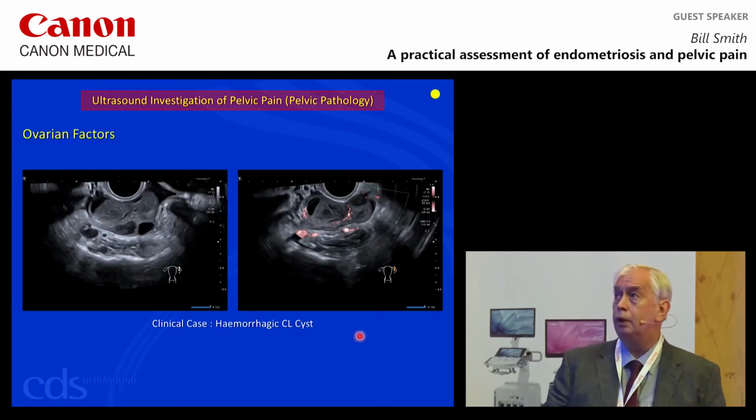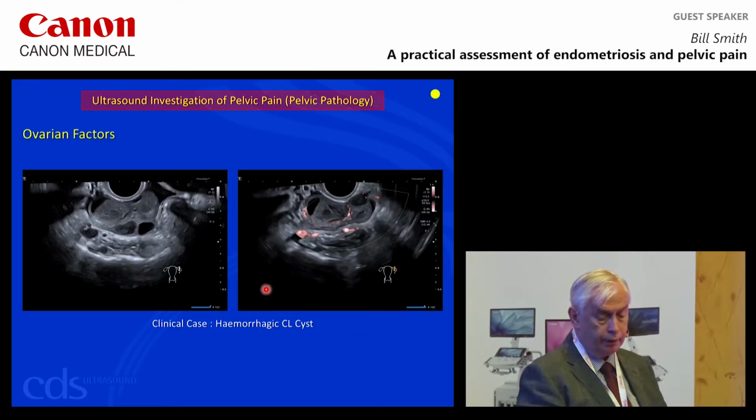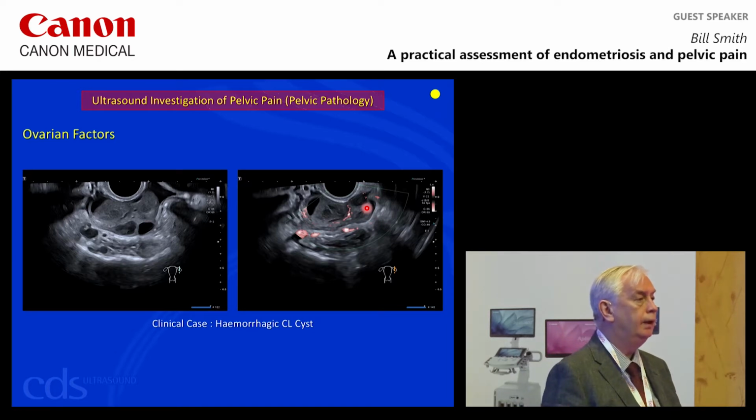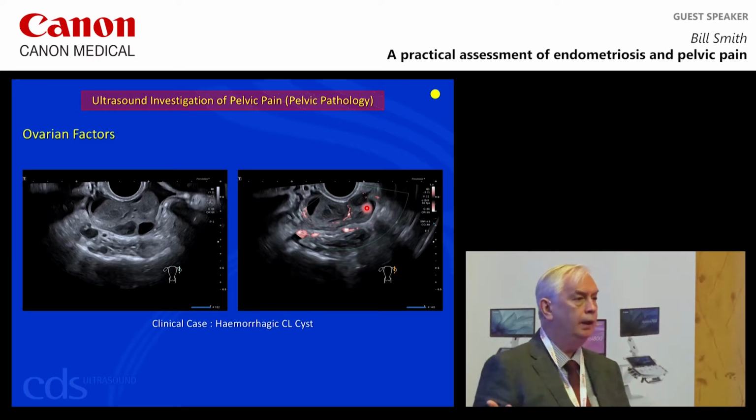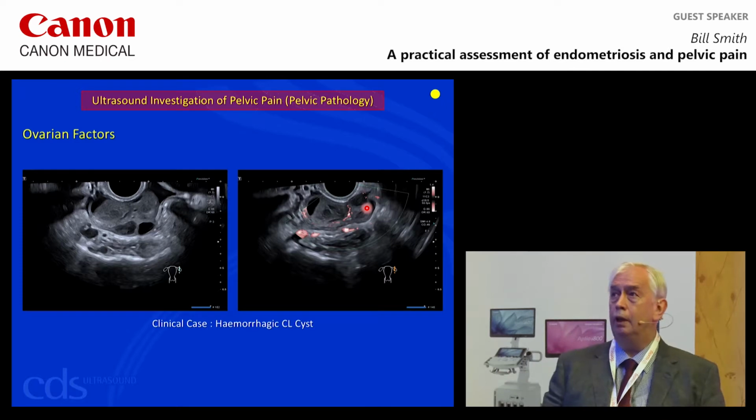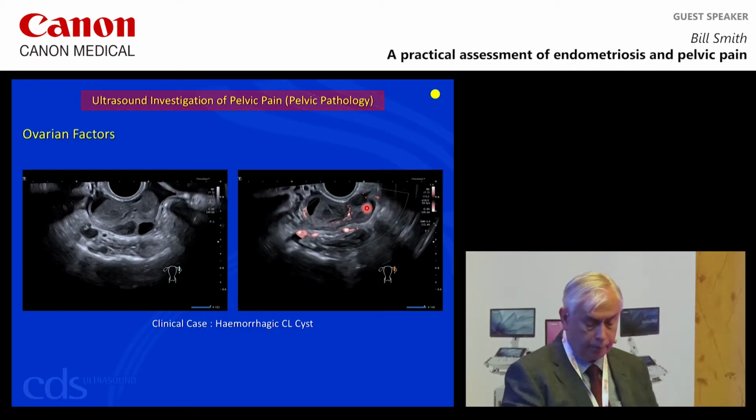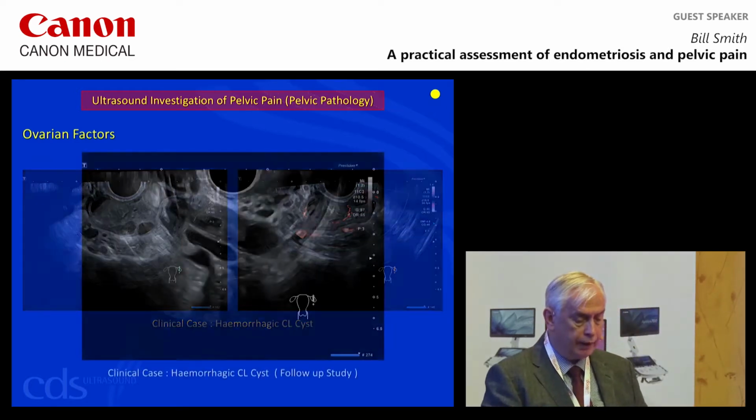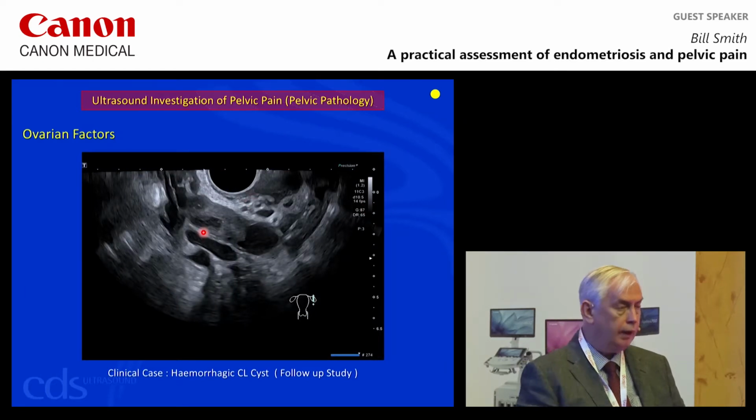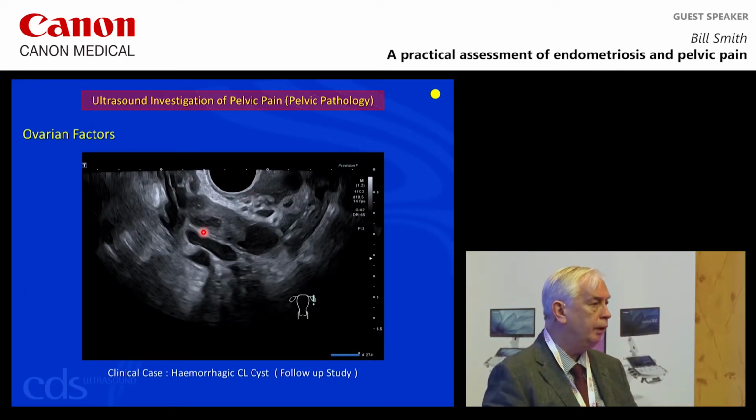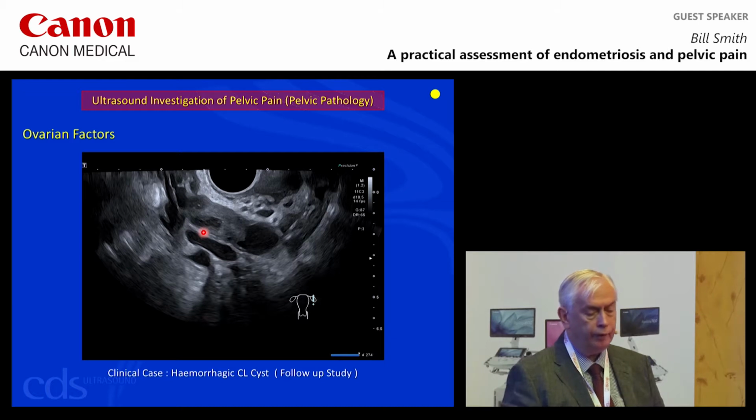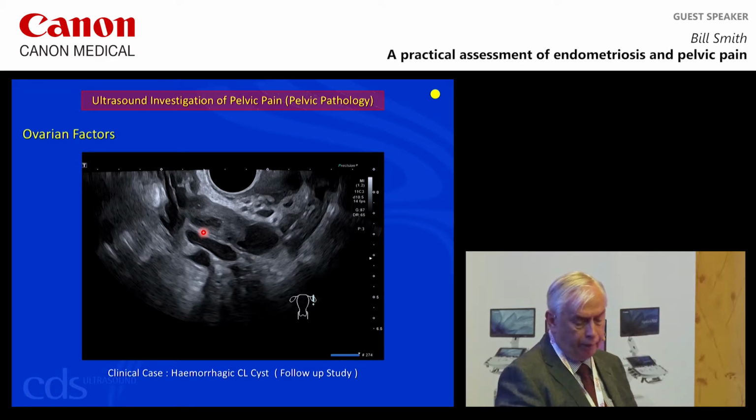So, as I said, they can look quite sinister. You know, this isn't an ovarian malignancy. We never thought it was an ovarian malignancy. It has all the features of a hemorrhagic corpus luteum. And when we do a follow-up scan of the same ovary, we see it's collapsed down. The value of follow-up scans. Just leave functional cysts for a while.